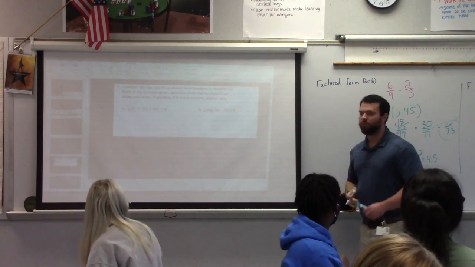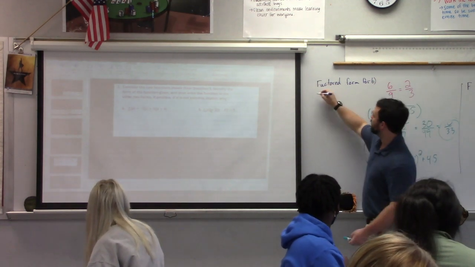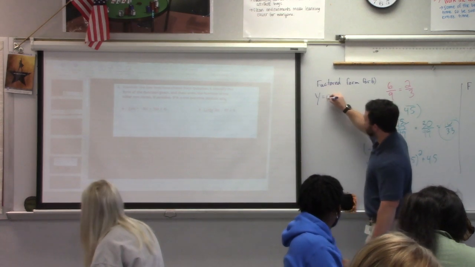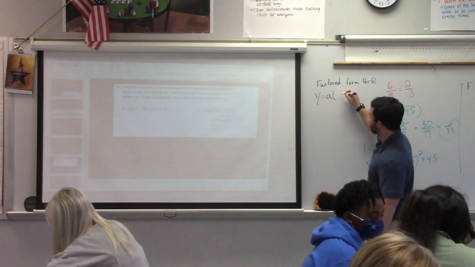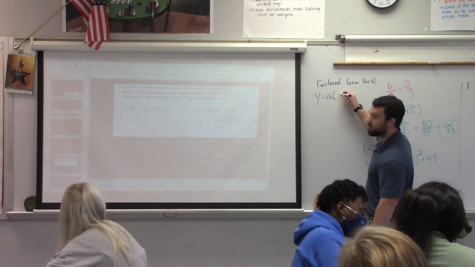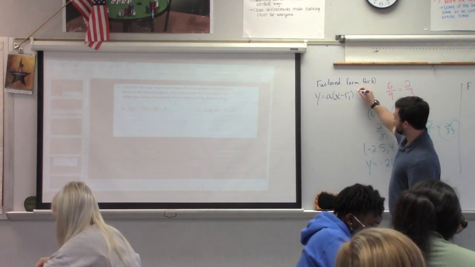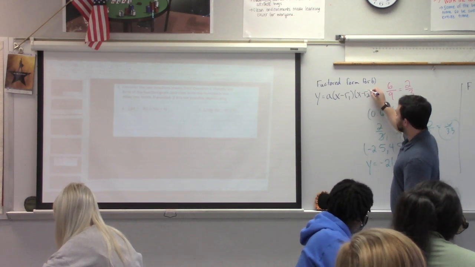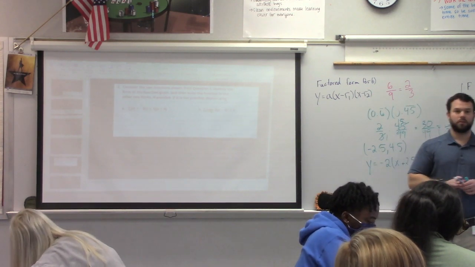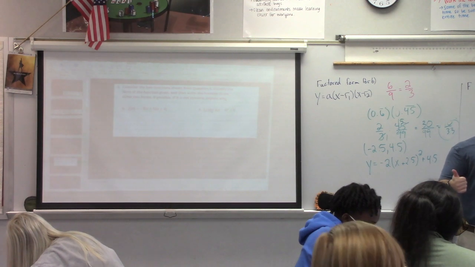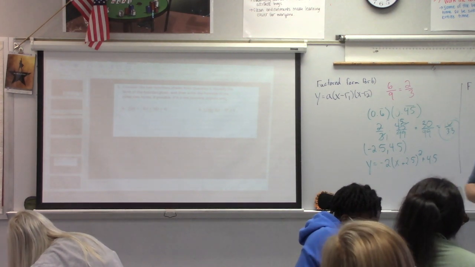And what is that factored form? Y equals A, parentheses, X minus R1, parentheses, X minus R2. Okay, so what things do I need? The x-intercepts and A. I want to point this out because it's going to come up in a second.